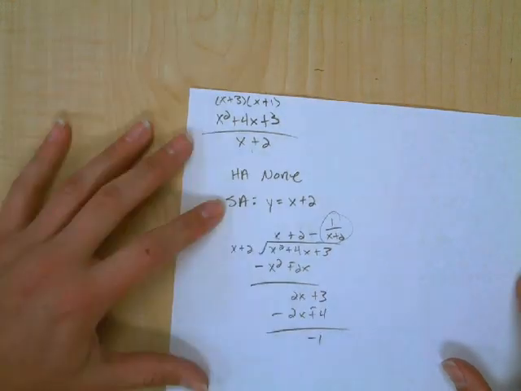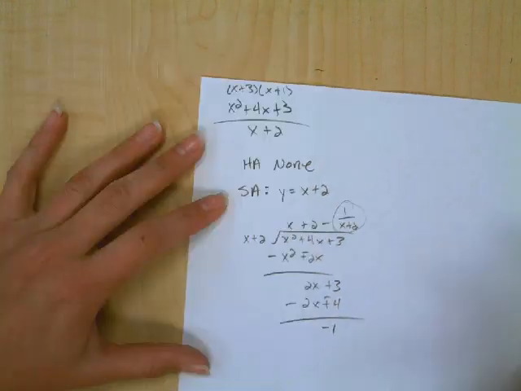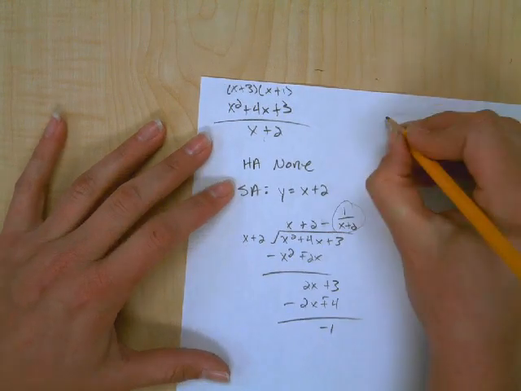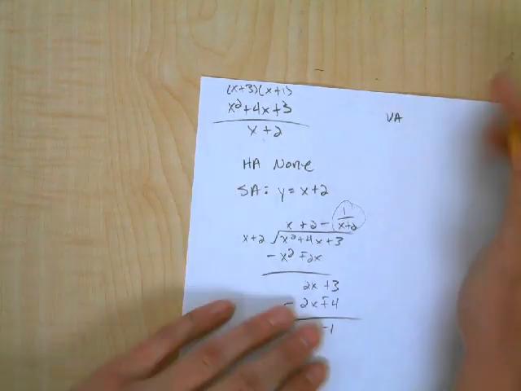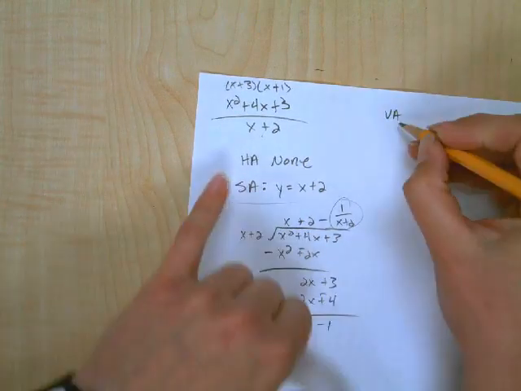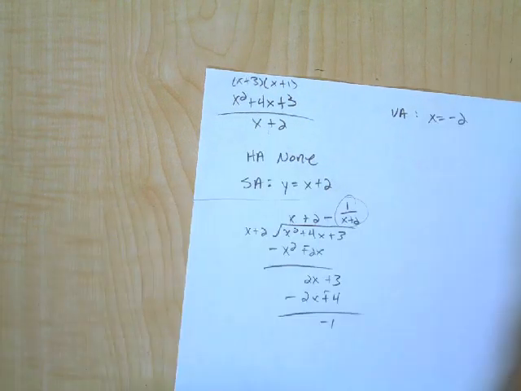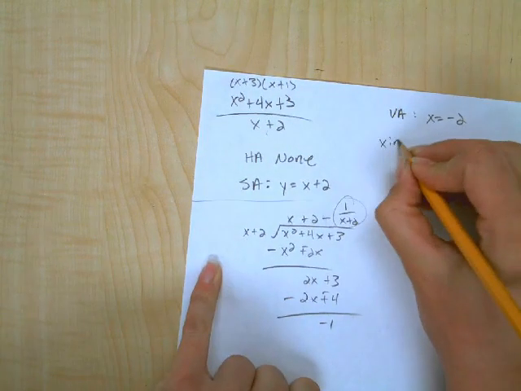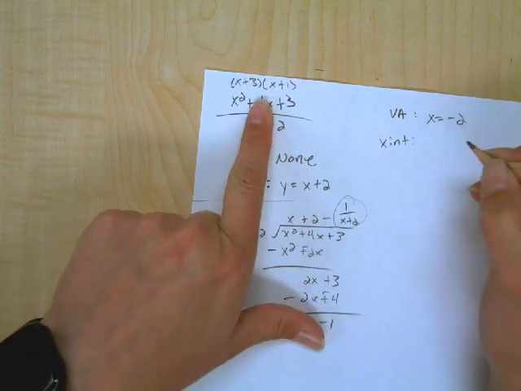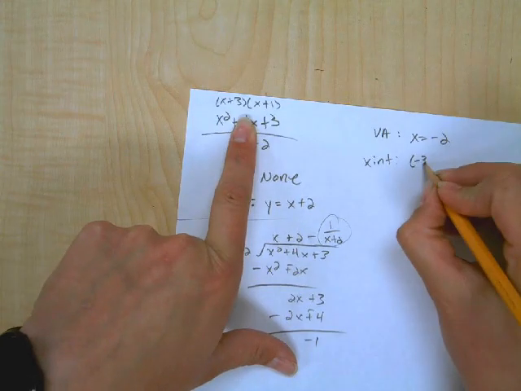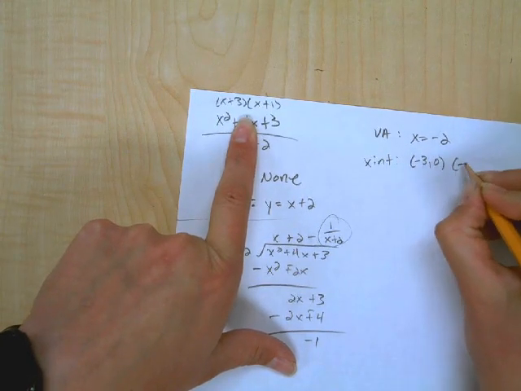So slant asymptotes, horizontal asymptotes, we've got to finish all of our stuff, so we need a vertical asymptote. Vertical asymptote is at x equals negative 2. We need an x-intercept. Those come from the top zeros, so x-intercepts happen at negative 3 and negative 1.